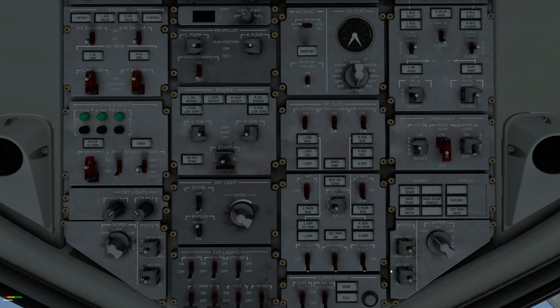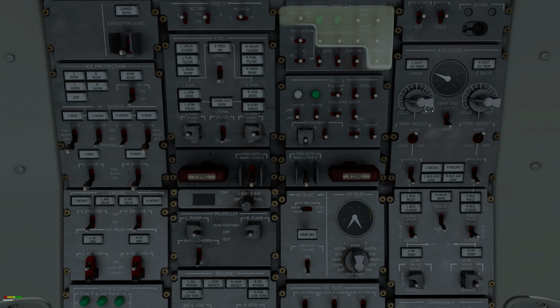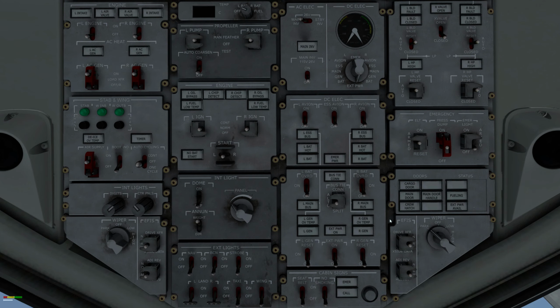Temperature control, that's up here. It's quite a warm day. It's difficult to get these controls to sit where you want them to. Temperature select is automatic. Left and right batteries on. Left and right batteries are on.